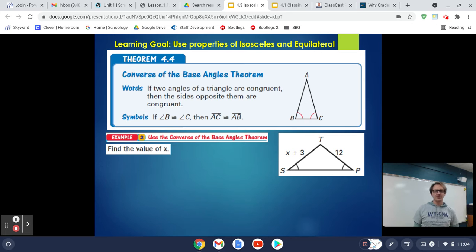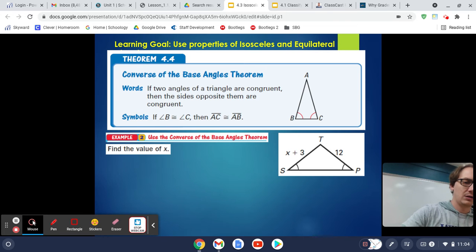So we're going to use the converse of the base angles theorem to find the value of x here. And I know because this is an isosceles triangle and I've got two angles that are congruent to each other, that x plus 3 is going to be equal to 12. So I'm going to bring this out here. I prefer to do my math on my own. So I can then, because the measurements are equal, just set those two measurements equal to each other.